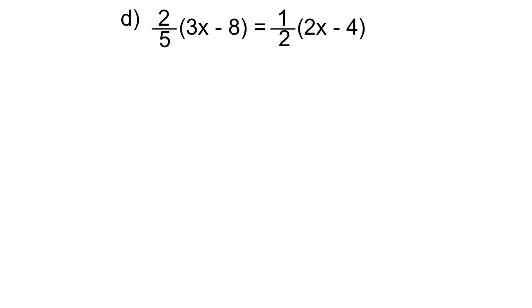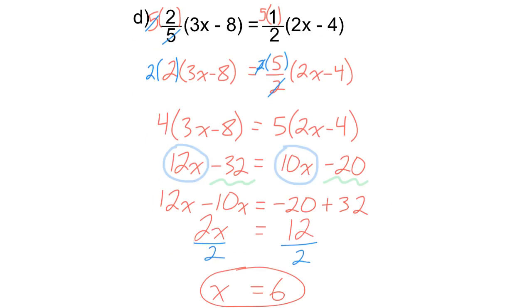This last example is more of the same, so again, pause the video and try it, and then check back in to see how you did. So when I did this one, I did the same thing. I multiplied both sides by 5 first. Those got eliminated. So I had 2, 3x minus 8 on the left, and then 5 over 2, 2x minus 4 on the right. Still have a fraction, so I need to multiply both sides by 2 to eliminate that fraction. So 2 times 2 is 4, so I have 4 in front of the brackets on the left. I just have a 5 on the right side in front of the brackets.